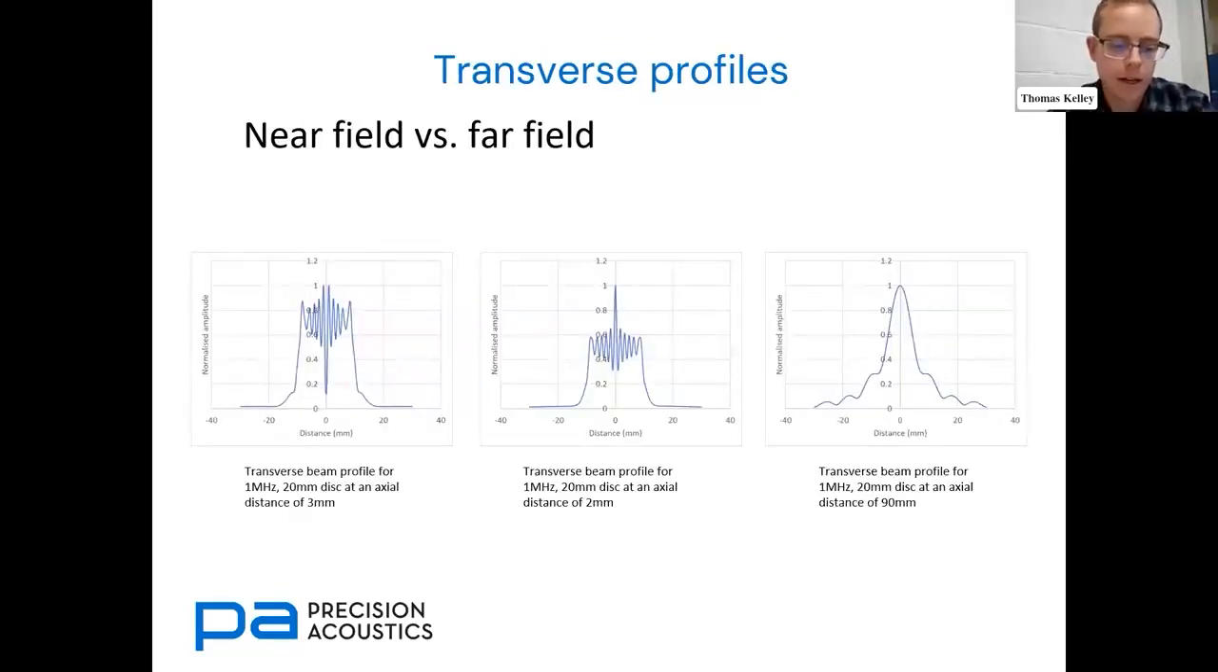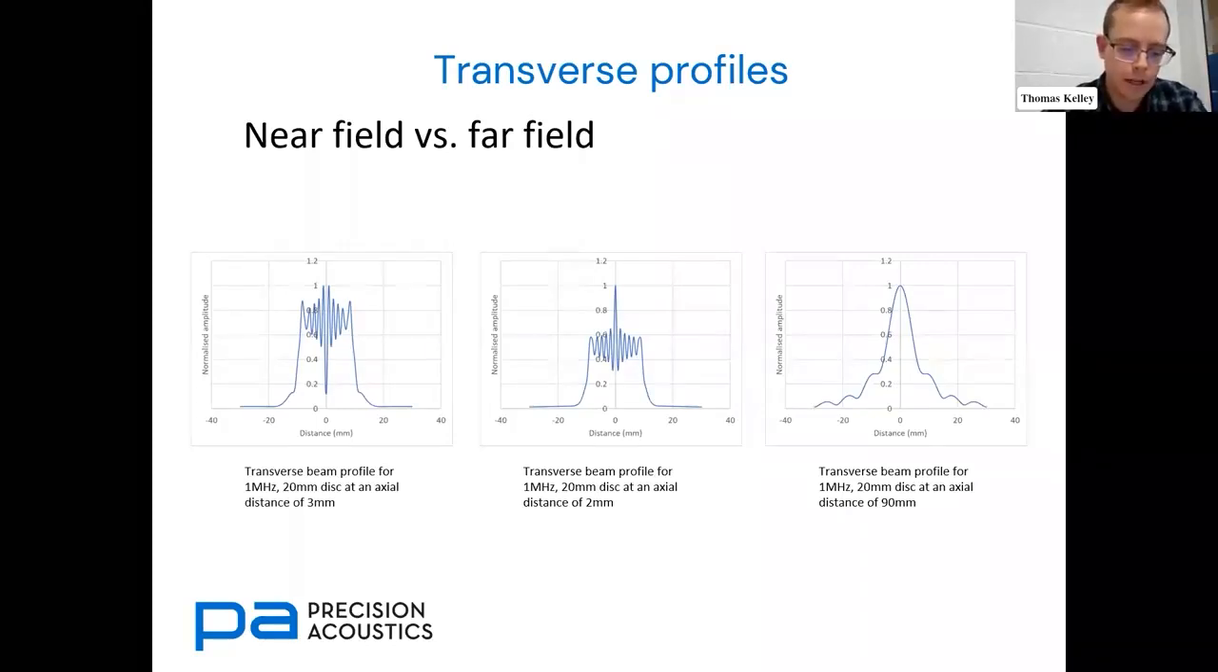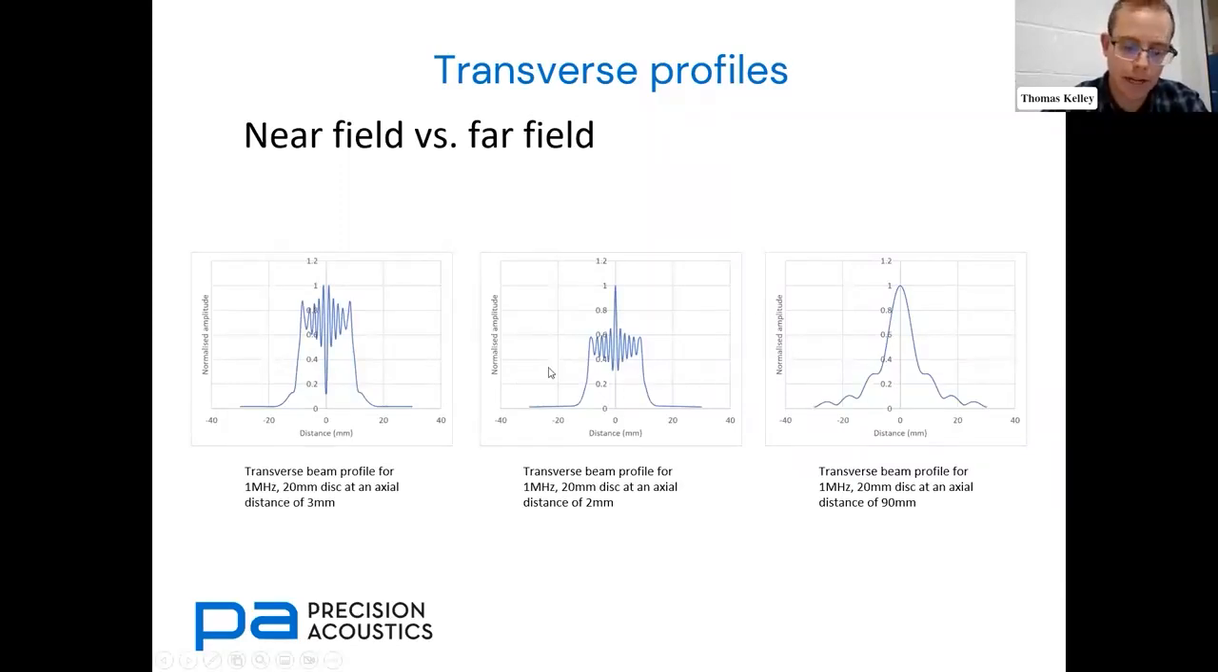Jumping back to the near field, far field considerations that we touched on a second ago, we've got a few examples here of some transverse beam profiles in both the near and the far fields. The aim of this slide is to demonstrate just how much the field shape can vary within the near field. Considering a transducer driven in a continuous wave mode, these two profiles on the left are taken only 1 millimeter apart axially. You can see that in the first one, we have an on-axis minimum, while in the second, we have an on-axis maximum. Such is the rate of change of the field in the near field.